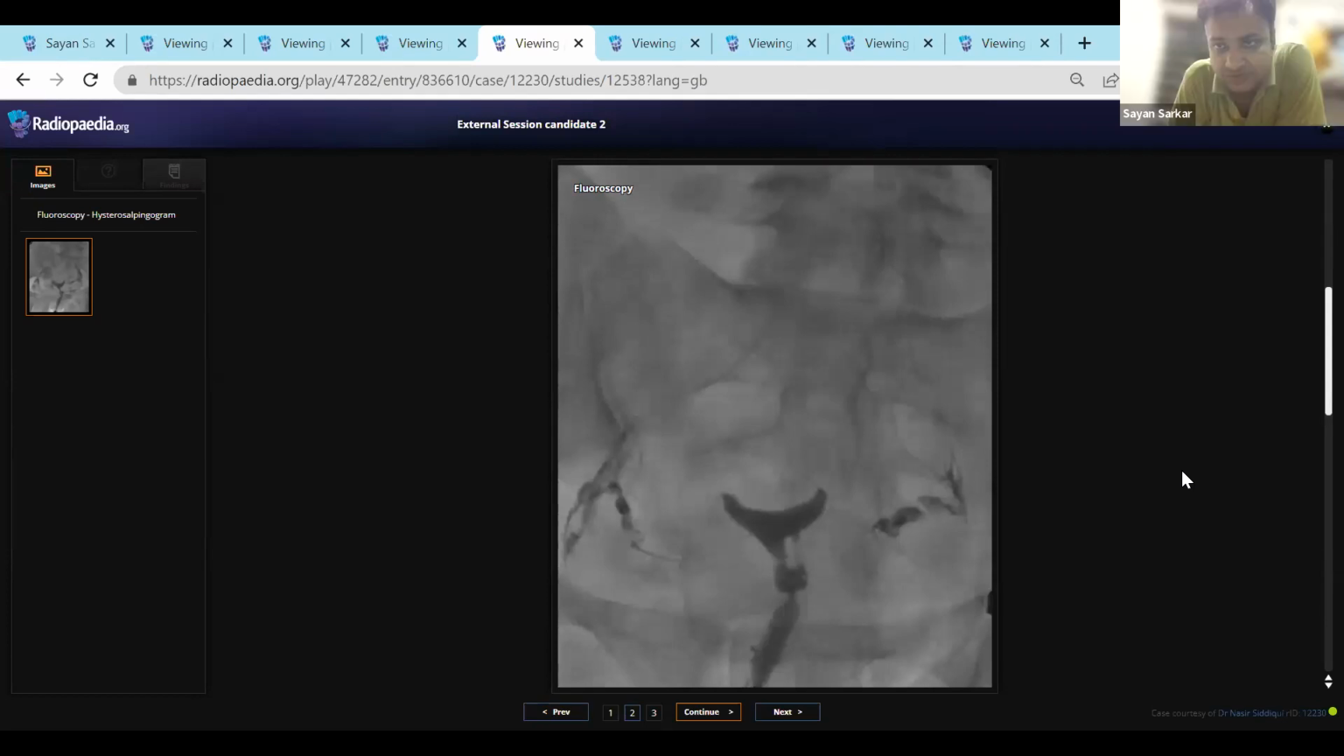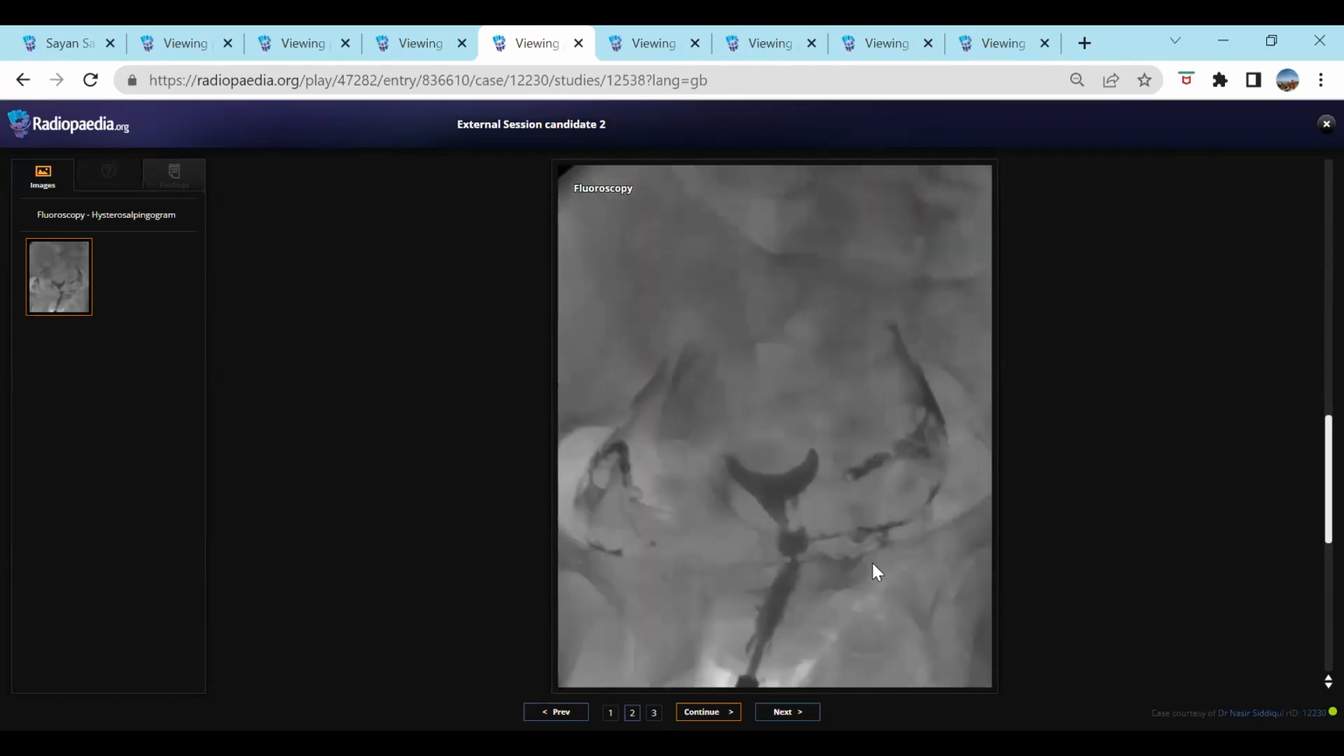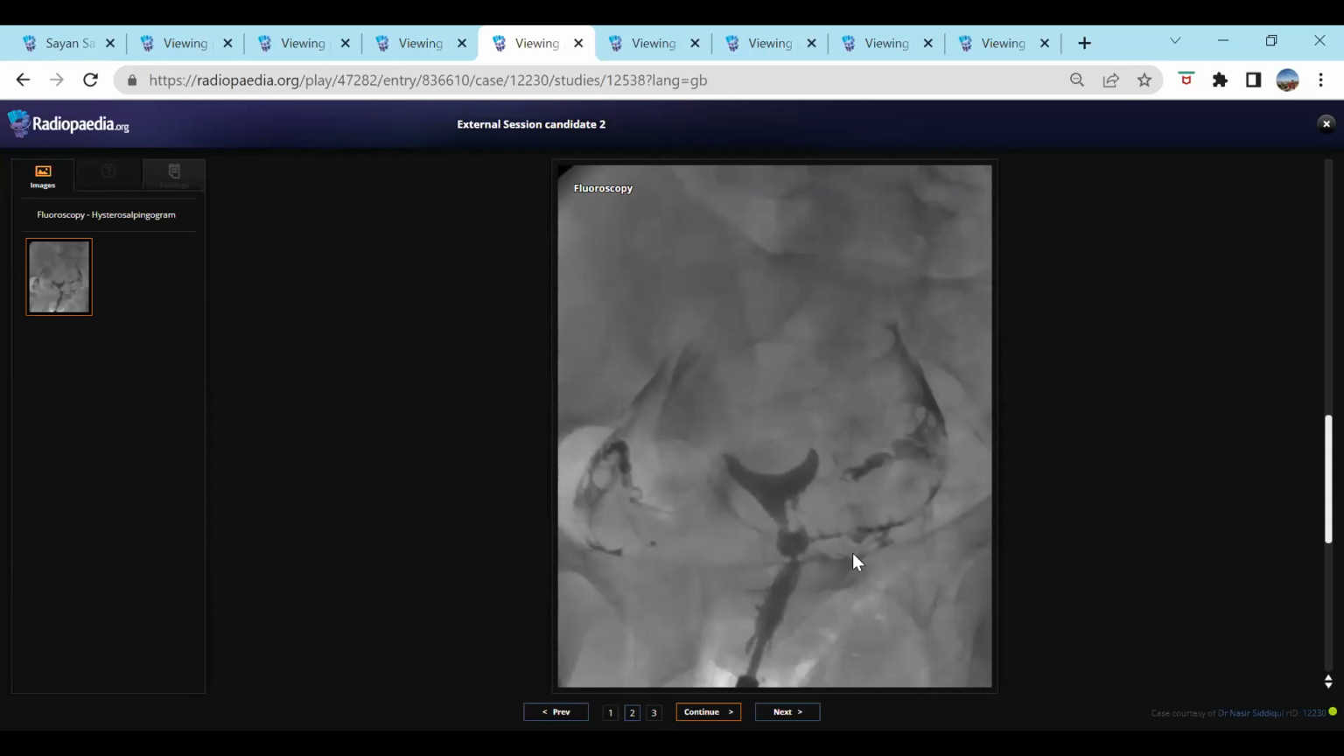So can you point those out, please? Okay, can you see my arrow? Yeah, I can see. Okay, so this is the one that I'm talking about, this linear defect. And these, I think, are the smaller ones. So what do you think is happening? Considering that they have a linear orientation, I'm thinking more along the lines of intrauterine adhesions representing Asherman syndrome, and less likely a lesion, for example, a fibroid.